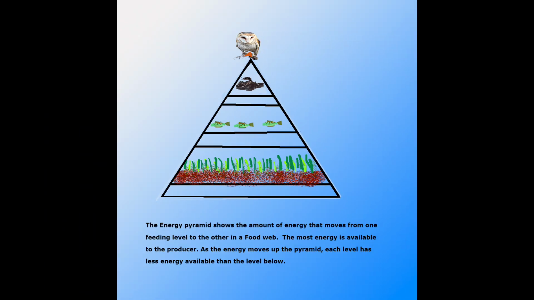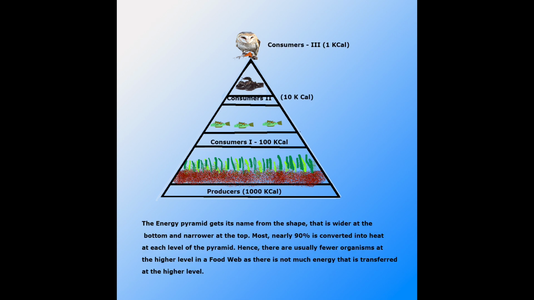The energy pyramid shows the amount of energy that moves from one feeding level to the other in a food web. The most energy is available to the producer. As the energy moves up the pyramid, each level has less energy available than the level below. The energy pyramid gets its name from the shape that is wider at the bottom and narrower at the top. Nearly 90% is converted into heat at each level of the pyramid.